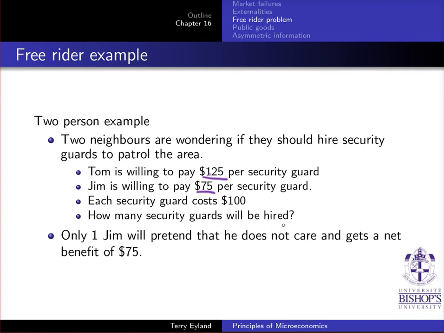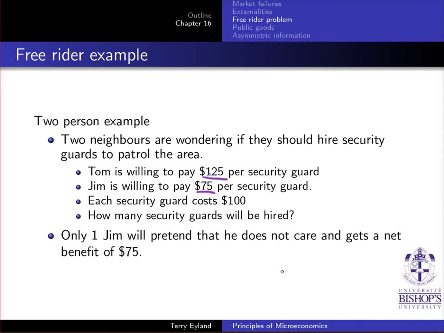But in this situation here, what would likely happen is that there's only going to be one security guard hired, and Jim will pretend that he does not care about having a security guard. He could tell Tom, I'm in a situation that I feel pretty comfortable here. I don't feel the threat of danger. I'm not willing to pay anything for a security guard. So he pretends that he has no benefits, so Tom ends up paying for the security guard himself, and Jim derives a net benefit of $75 from this.